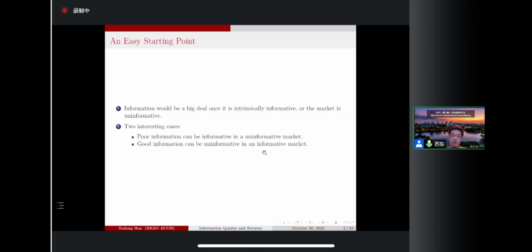I'll start with a very easy point: information would be a big deal if it is intrinsically informative, or if the market is uninformative. So there are two interesting cases. Poor information can be informative in an uninformative market, or good information can be uninformative in an informative market.